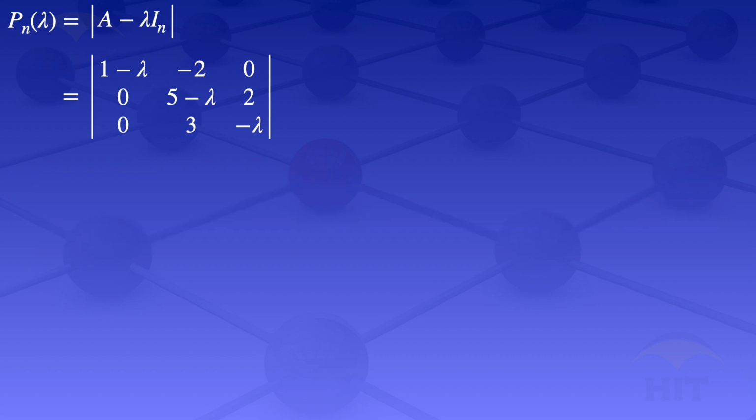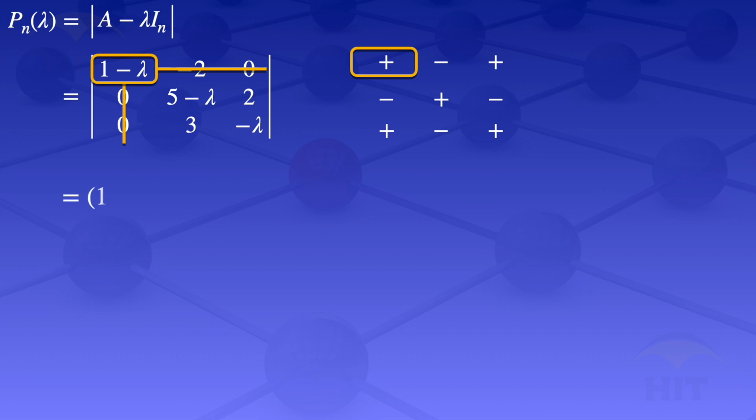So using this column, I'll look at the element in this column, the 1 minus lambda. Then consider the array of positive, negative, positive. So I'll close the row and the column containing the 1 minus lambda, and we take note that the 1 minus lambda is sitting on a positive. So when we evaluate our determinant, we would have 1 minus lambda multiplied by the determinant of the uncovered elements. The uncovered elements are 5 minus lambda, 2, 3, minus lambda.